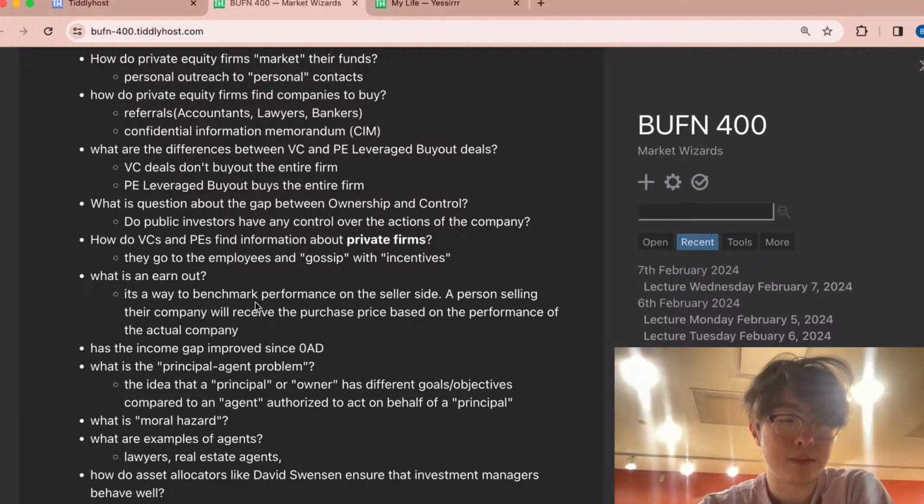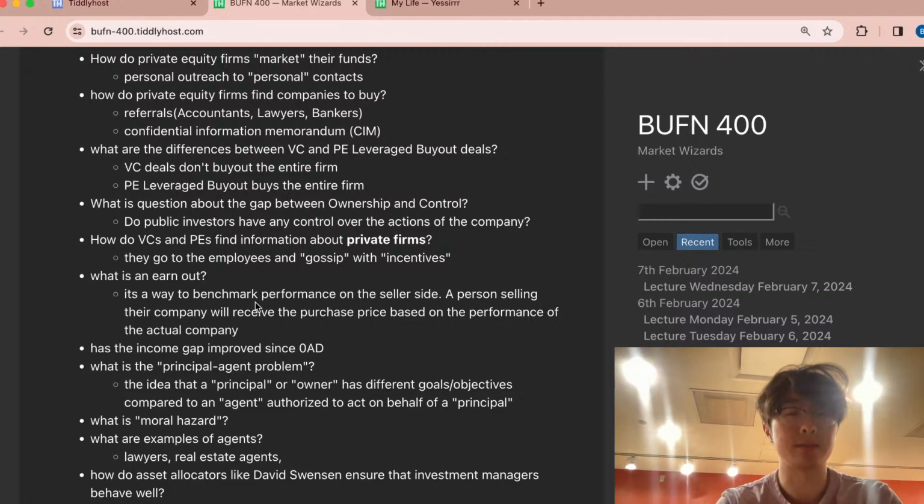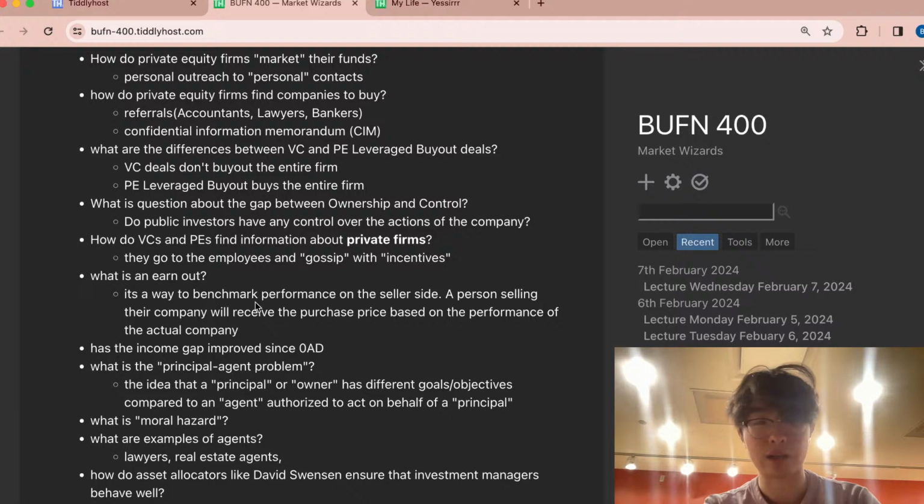All right, what is the principal agent problem? The idea that a principal... These three are all pretty much interrelated: the principal agent problem, moral hazard, and I think there's one more, conflict of interest. Those are our main three, and these all reflect the same idea: when you hire a person or a company to act on your behalf, there's always probably going to be a conflict of interest problem that might happen.